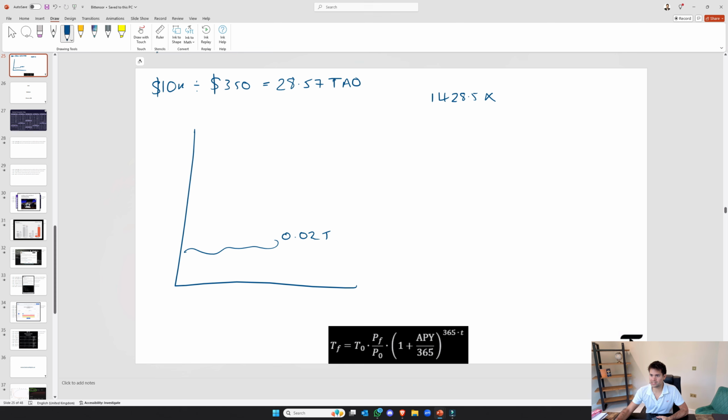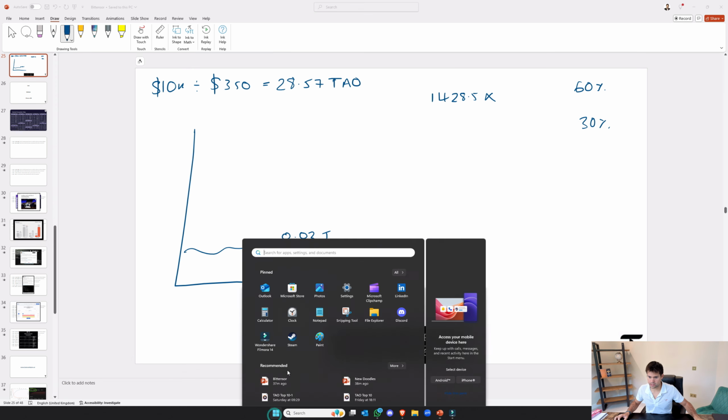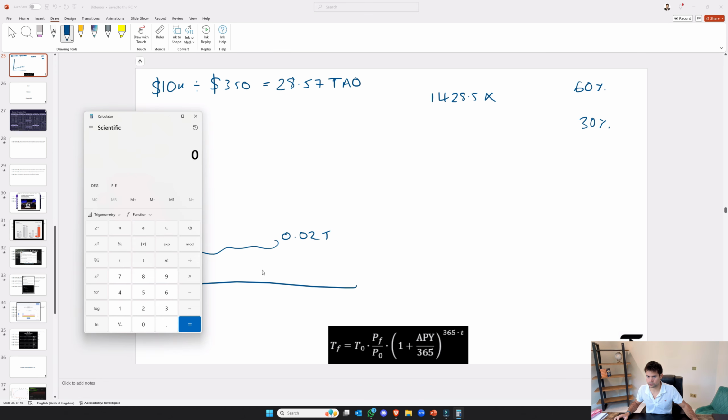Now, over the next 2 years, let's just say we use 60% APY, and then the next 2 years after that, so 4 years in total, let's use 30%. So first of all, we'll do a 2-year example. I'll show you on the calculator here, one second, so you can actually see what I'm doing.